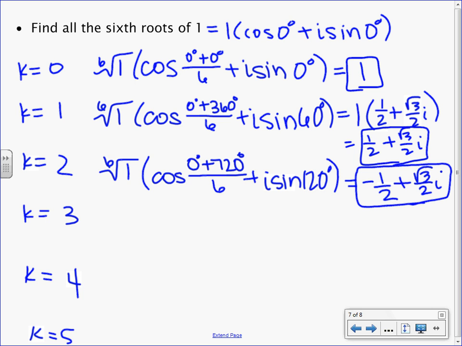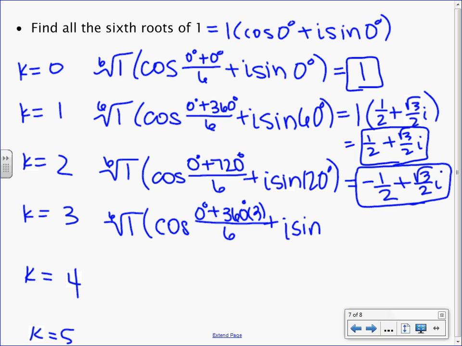All right. And k is 3. We have the sixth root of 1 times the cosine of 0 plus 360 times 3 over 6. What angle does that give us? 1,080 divided by 6 is 180. So we have 1 times, what's the cosine of 180? What's the sine of 180? Negative 1. 1 to the 6 is 1, right?